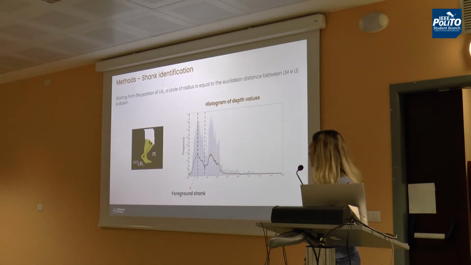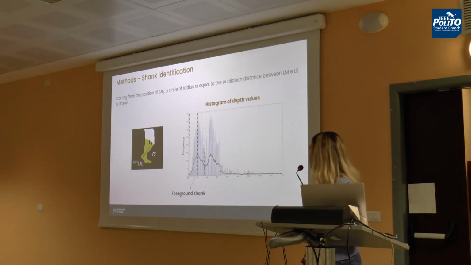So, starting from the position of this lateral malleolus, it's possible to draw this circle to identify this region. In this case, the problem is that the two legs are overlapped. For example, during the swing motion of the leg, it's possible to notice this situation. To extract the foreground shank, we had to use the information provided by the depth image.